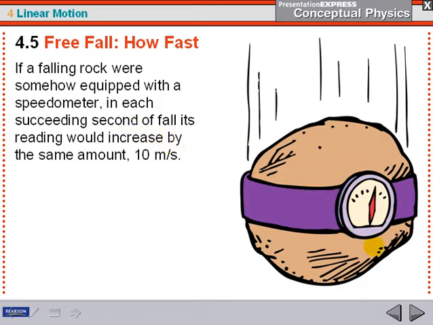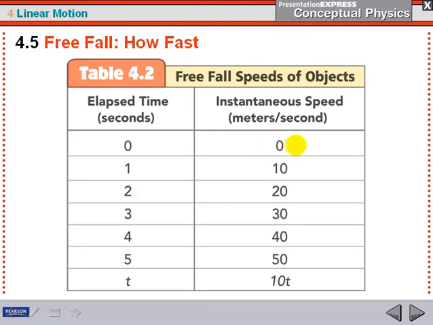So let's put a speedometer on a rock to see how fast it's going. Each second the rock falls, its speed would increase by 10 meters per second. So this is what it would look like in a chart. If we release something at time 0, it's not going to have any speed. That's the moment we release it. Then after 1 second, the object's velocity will increase by 10 meters per second. After 2 seconds, another 10 meters per second, for a total of 20 meters per second, and so on down the line. The equation is the velocity will equal 10 times the time, the elapsed time it's been falling. Remember, 10 is g.